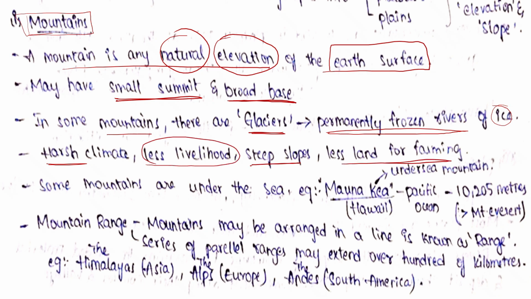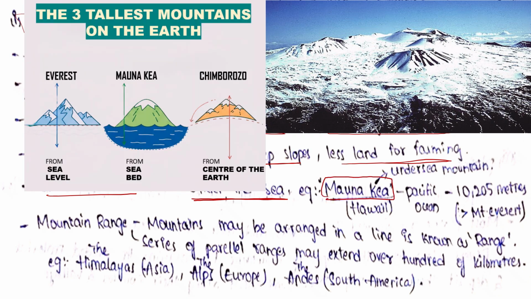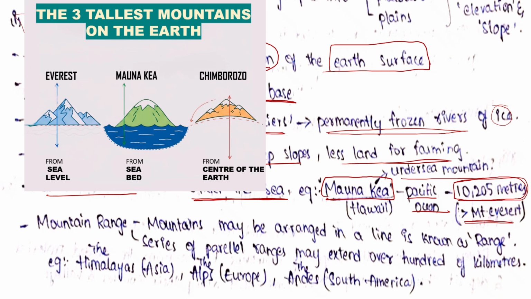And here's the interesting thing, that not all mountains are on land. Some mountains are under the sea as well. The example is Mauna Kea. It is in the Pacific Ocean near Hawaii. It is an underwater mountain and it is about 10,205 meters, which means greater than Mount Everest. It is an undersea mountain.